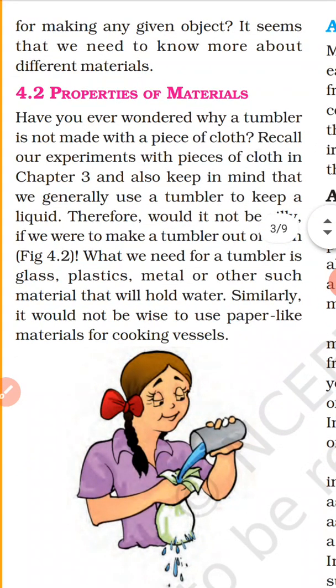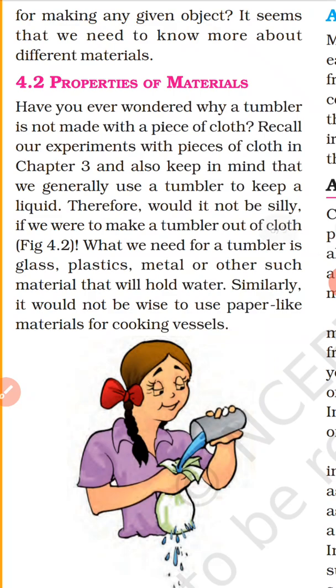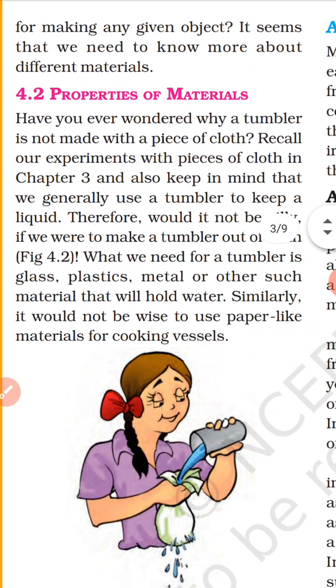Properties of materials. Have you ever wondered why a tumbler is not made with a piece of cloth? Recall our experiment with pieces of cloth in chapter 3. And also keep in mind that we generally use a tumbler to keep a liquid. Therefore, would it not be silly if we were to make a tumbler out of cloth? What we need for a tumbler is glass, plastic, metal, or other such material that will hold water.